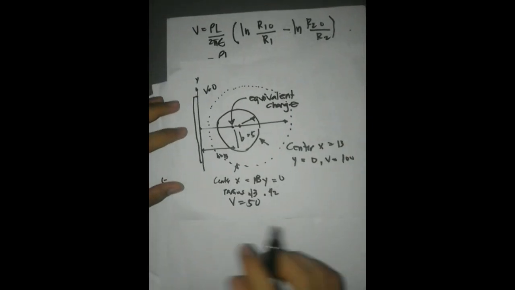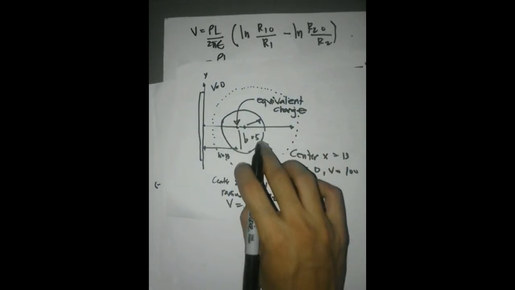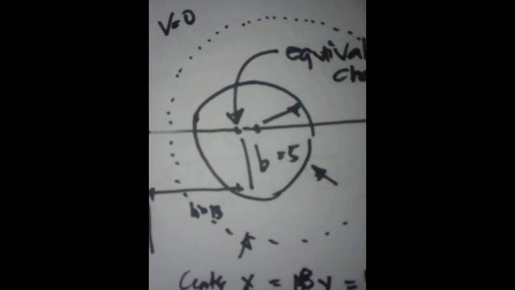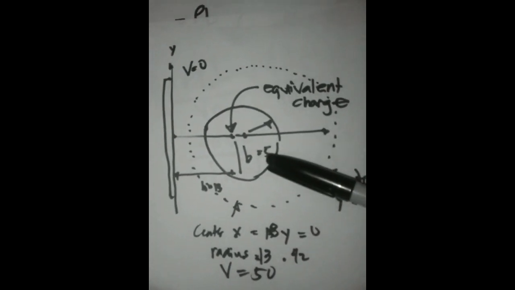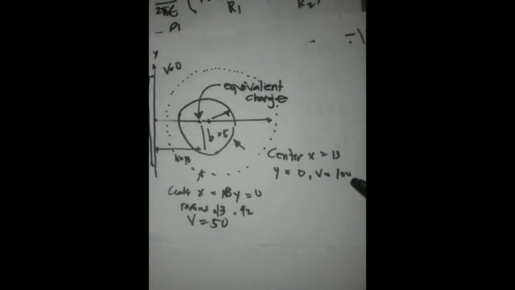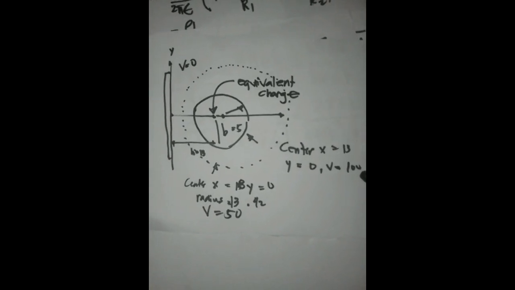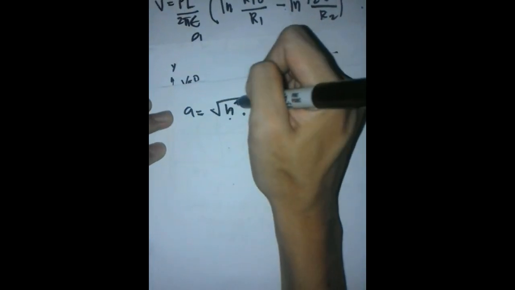Now, the worked example. In figure 5.7, this figure shows the cross-section of a cylinder of 5-meter radius at a potential of 100 V in free space with its axis 13 meters from a plane at zero potential. b equals 5, h equals 13, V sub 0 equals 100, and we rapidly find the location of the equivalent line charge from a equals the square root of h squared minus b squared, equal to the square root of 13 squared minus 5 squared, equals 12.